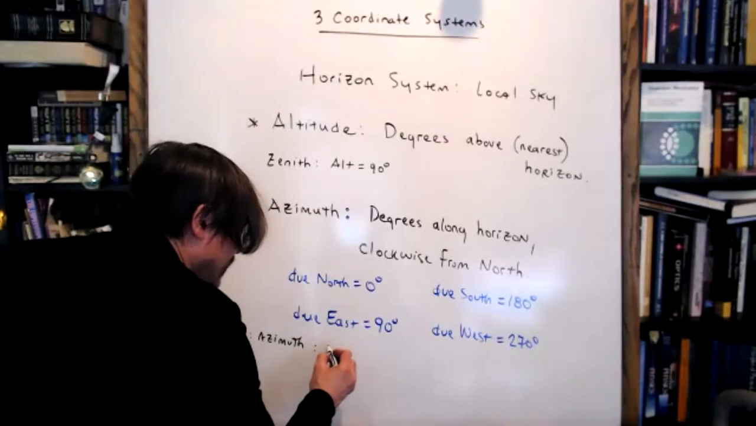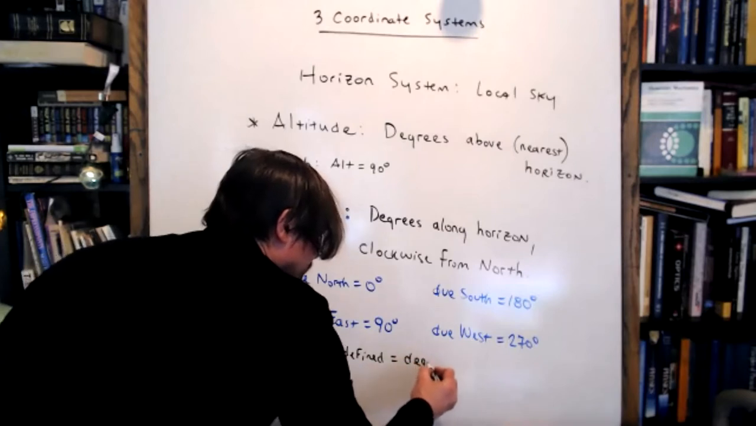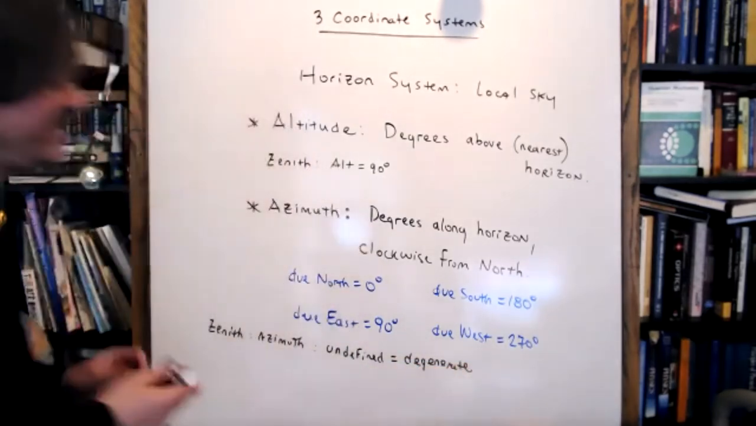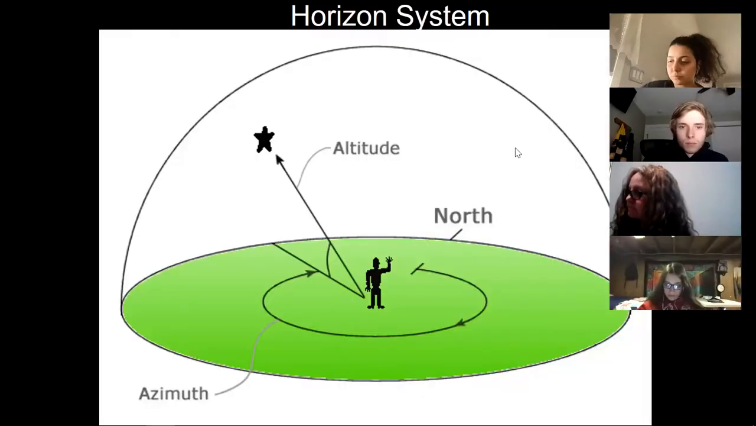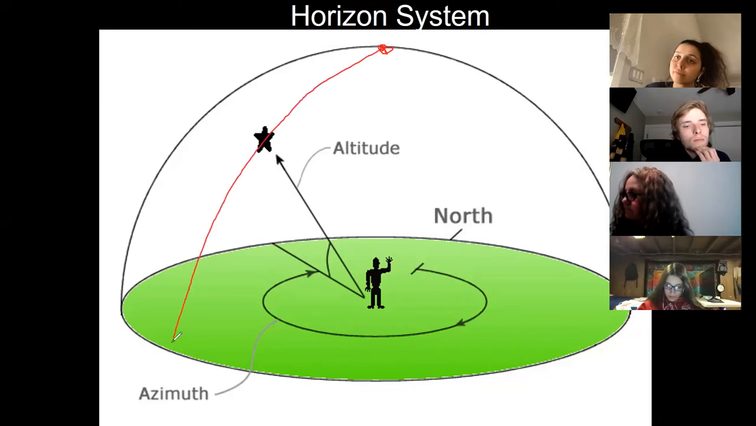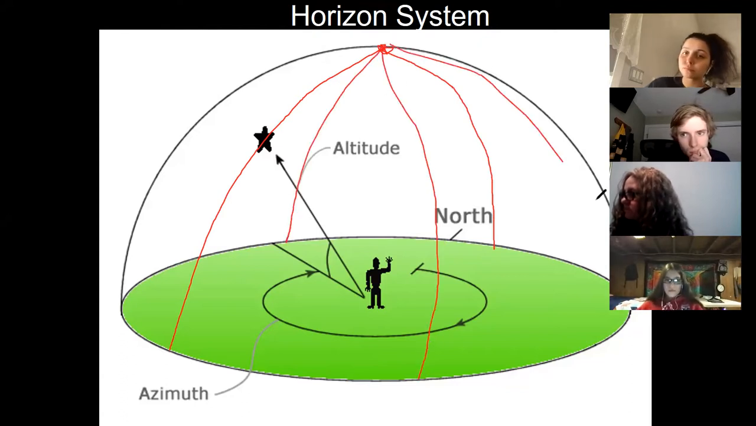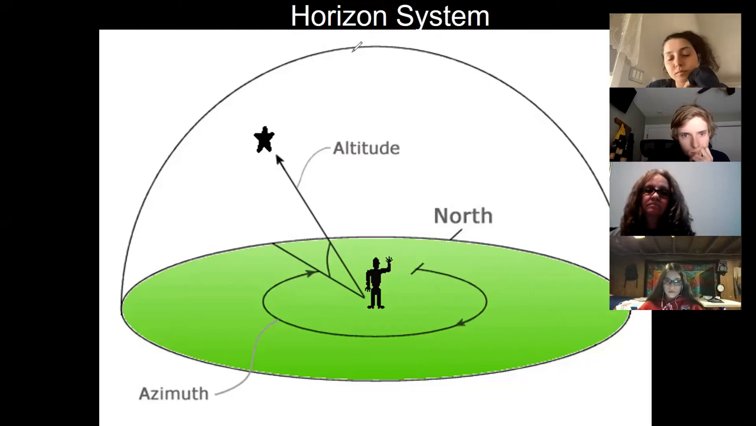The azimuth of the zenith is, we could say, undefined, or if we want to be mathematical, we would say degenerate. Excellently done. And let's just verify why that is, Ian. Your azimuth is your closest point on the horizon. But just think about it. If you're up at the zenith, all the points on the horizon are equidistant from the zenith. There is no one place on the horizon that's any closer than any others. So azimuth, just like longitude, kind of breaks down at the zenith.